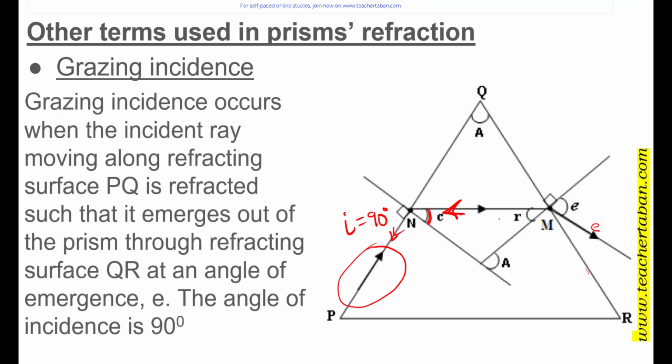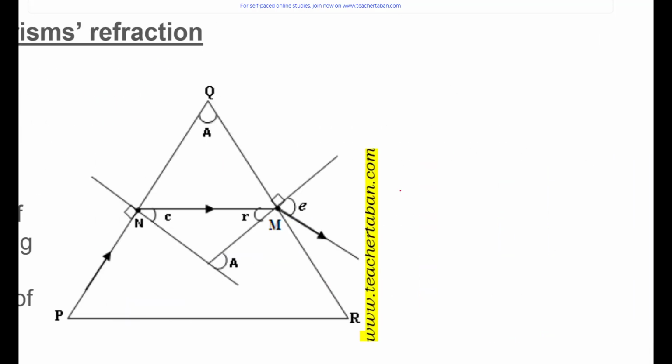So grazing incidence simply occurs when the incident ray moving along the refracting surface PQ is refracted such that it emerges out of the prism through the refracting surface QR at any angle of emergence e. The angle of incidence is 90 degrees. Now, this one shouldn't confuse us. Just know that whenever we are talking about grazing incidence, the angle i is equal to 90 degrees. That's all.